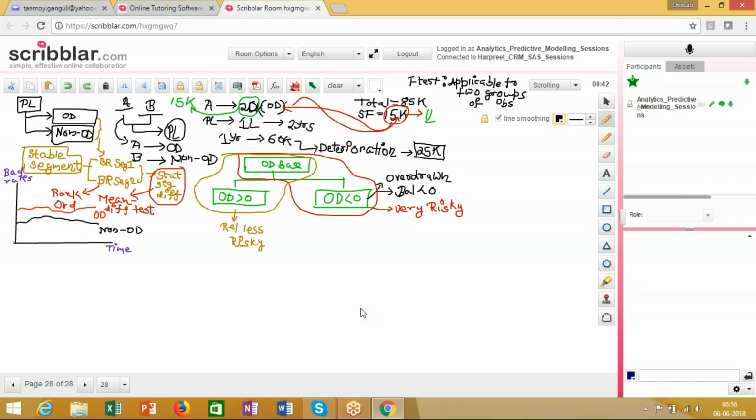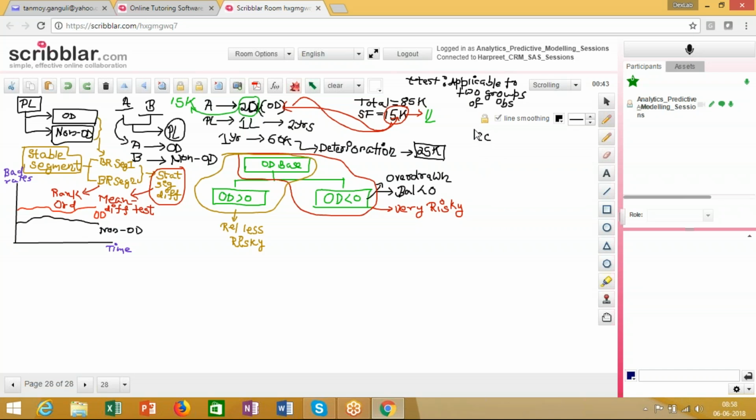So if I am trying to assess the mean difference for up to two groups of observations, then the t-test is all right. But after that, if I'm trying to do it for three groups, three segments, say I have created three segments in my model, say I'm trying to develop a behavior scorecard for credit cards.